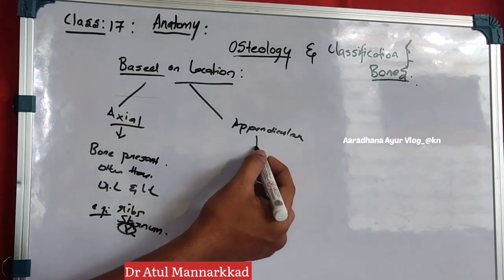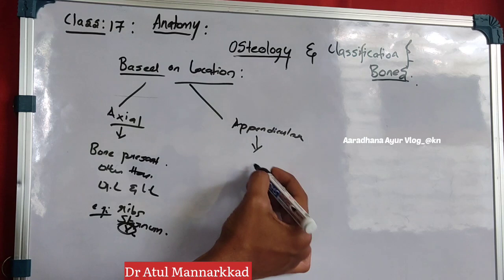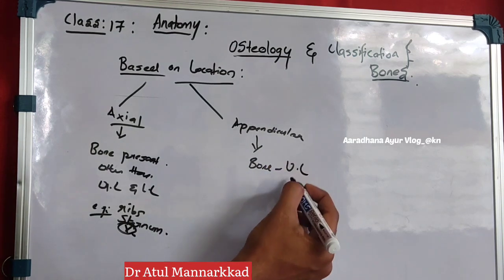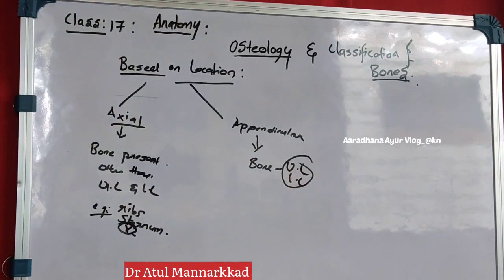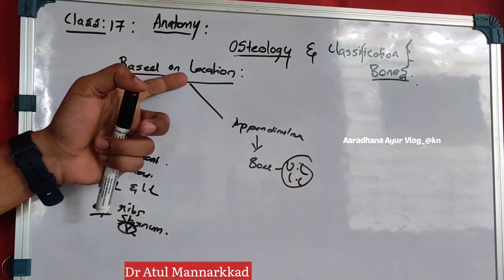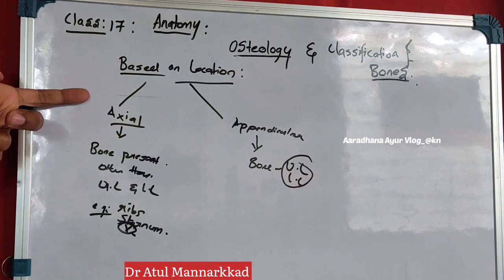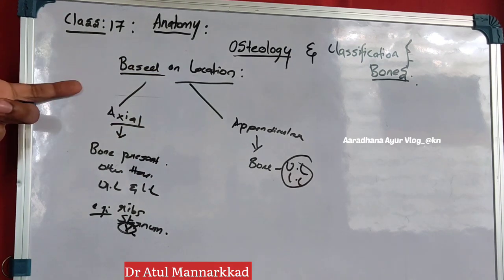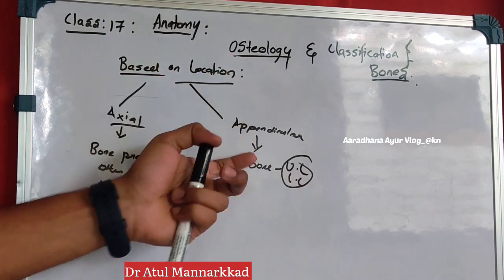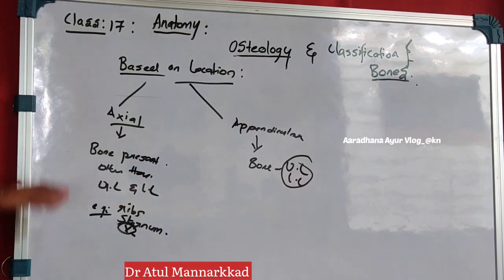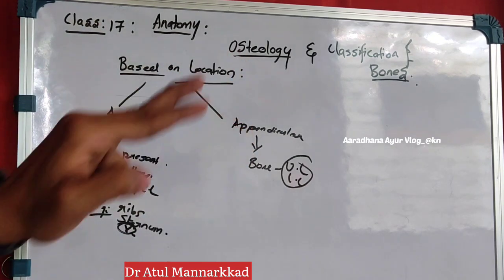Next is the appendicular bone. Appendicular bones are present in the upper limb and lower limb, for example the radius, scapula, tibia, fibula, etc. So based on location, axial bones are those present other than in the lower and upper limbs, and appendicular bones are those present in the upper limb and lower limb. That's all for the classification based on location.